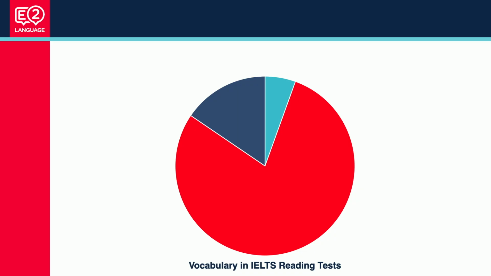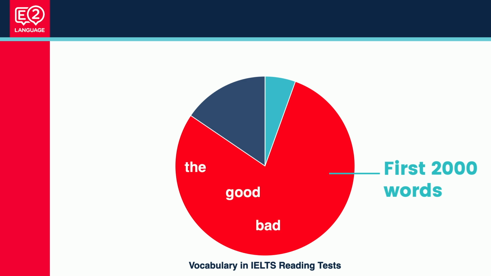So I took a bunch of reading texts and ran a bit of an analysis on them, and this is what I found. Around 80% of the words in the reading text came from the first 2,000 words in English. That is the 2,000 most frequent words used in English. And the good news is that you probably already know heaps of these, if not all of them. They're words like the, good, bad, idea, spend, and other words of that nature.